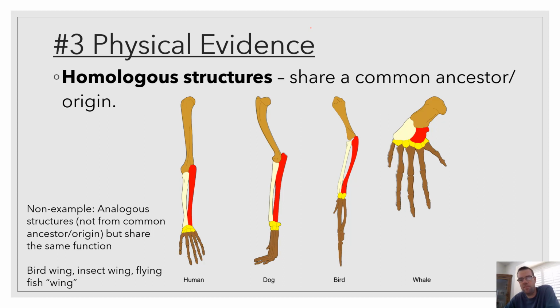Now, a non-example of this would be an analogous structure, something that doesn't come from the same ancestor but shares a common function. So for example, a bird wing, an insect wing, and a flying fish wing are all very different structures, and the only one that actually has these bones would be the bird wing. So next time you're eating a chicken wing, look at it and see how many bones are in that wing. It's possible you have the humerus, which has one bone in it, or you might have the middle section of the arm that has a radius and the ulna, 2 bones in it. The hand is usually thrown away.